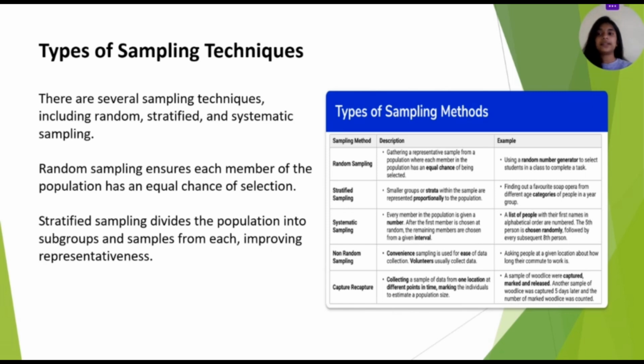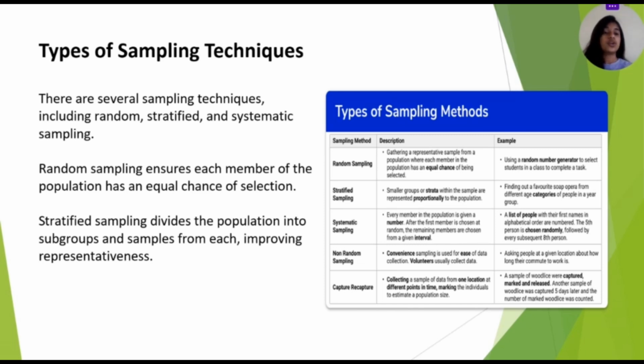There are several sampling techniques including random, stratified, and systematic sampling. Random sampling ensures each member of the population has an equal chance of selection. Stratified sampling divides the population into subgroups and samples from each, improving representativeness. Types of sampling method. First one is random sampling, gathering a representative sample from a population where each member in the population has an equal chance of being selected.